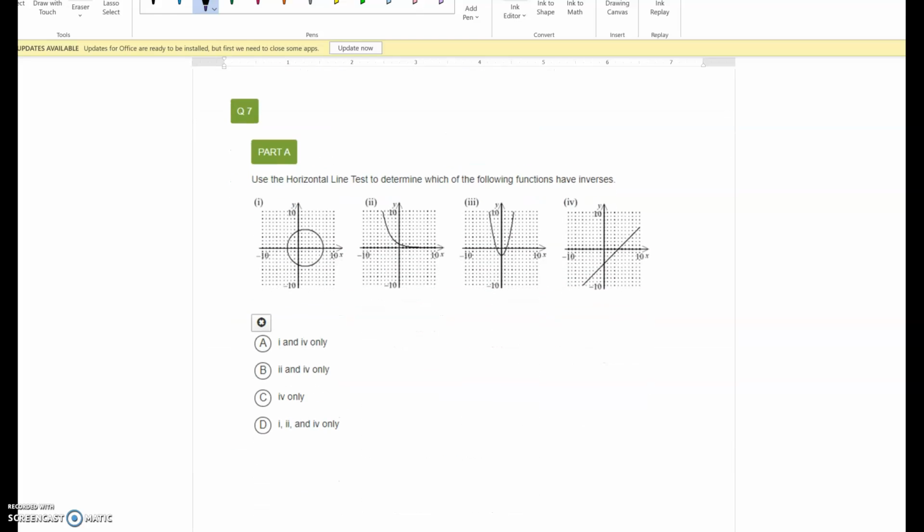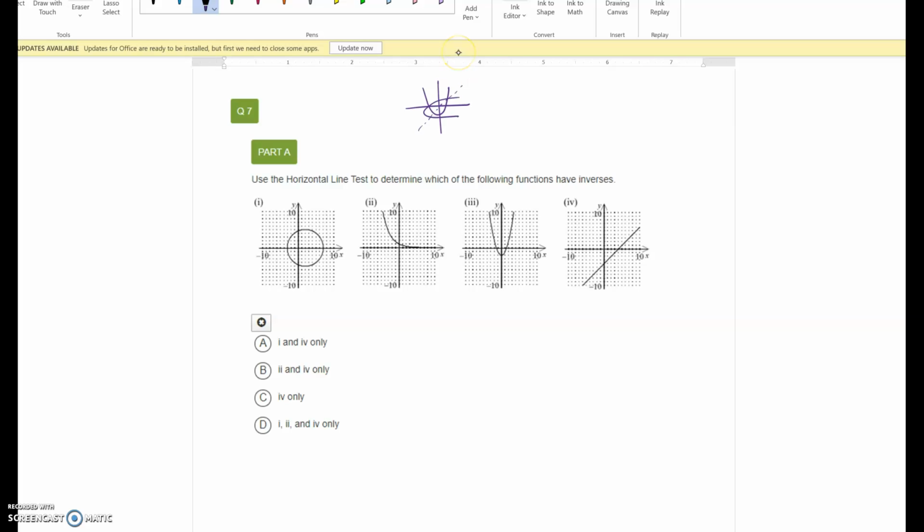Question number 7. Use the horizontal line test to determine which of the following functions have inverses. And I honestly don't know if we touched on this in the notes or not, but do you remember the vertical line test? If I asked you, hey, is this a function? And you do the vertical line test and the vertical line would touch 2 points and say, oh, nope, that is not a function. Well, because when we take a function like a parabola, we find the inverse of it, we end up reflecting it over this line, and that would make it look kind of like this.